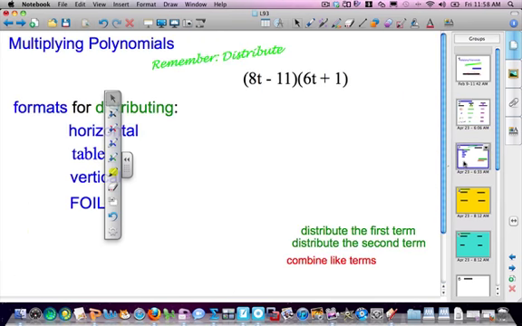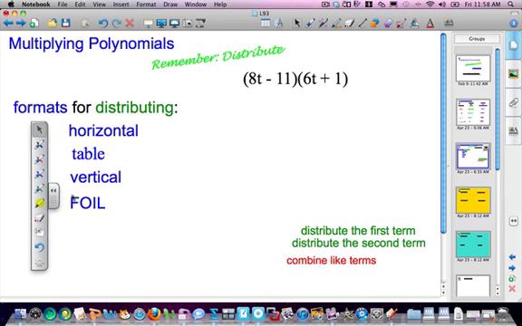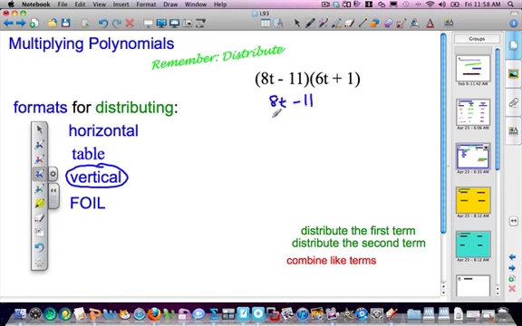Throughout the lesson today, you're going to hear us referring to the products either by their degree or by the number of terms. Now let's multiply 8t minus 11 times 6t plus 1. To do this, we're going to be using the distributive property, and we're going to format our work in one of these three methods. I'm going to choose the vertical format today. So I'm going to rewrite the expression into a vertical format. 8t minus 11 times 6t plus 1.